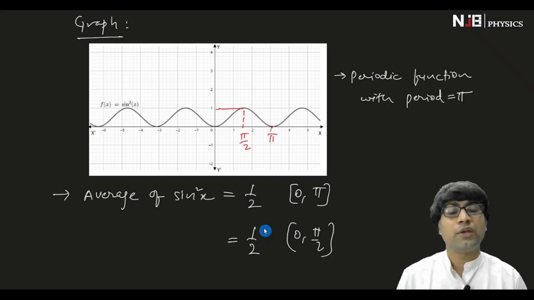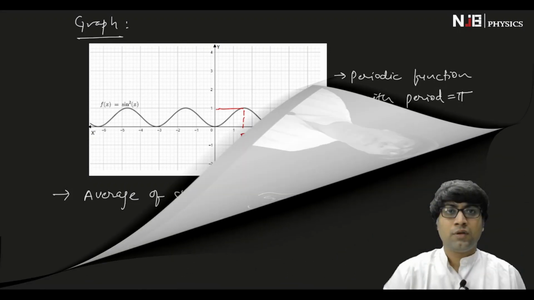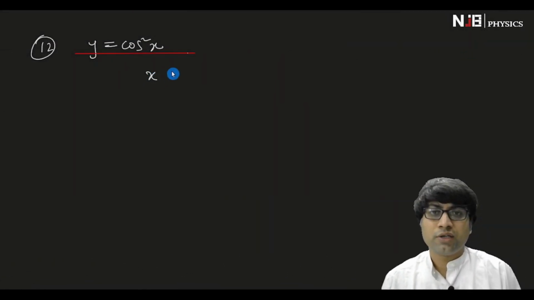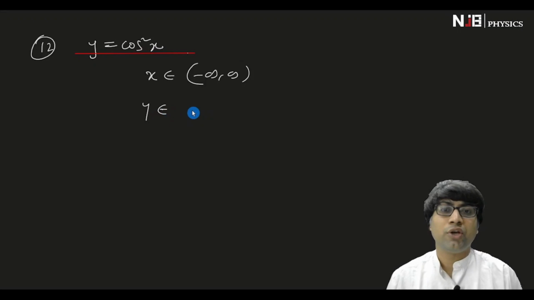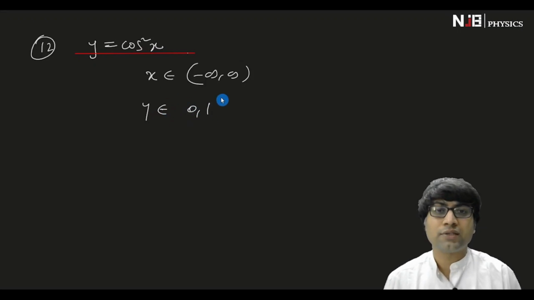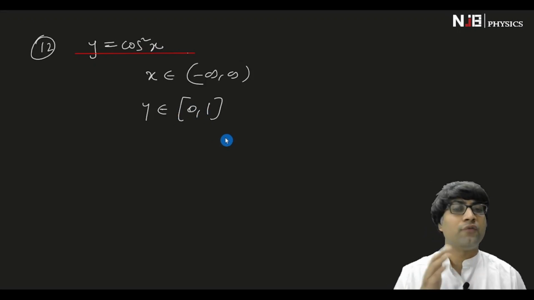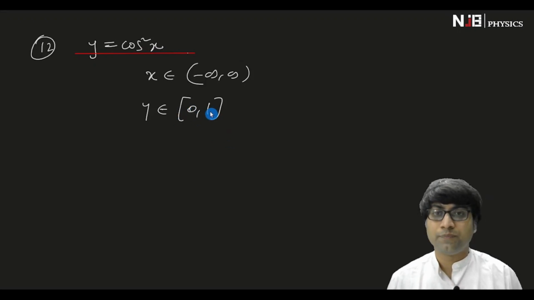Now the last thing that we need to talk about is the function y equal to cos square x. The domain of this function is going to be from minus infinity to plus infinity. And what about the range? All values that y can take are going to be from 0 to 1, just like the sine square x function. It is going to be confined between 0 and 1. We have to include the values 0 and 1.